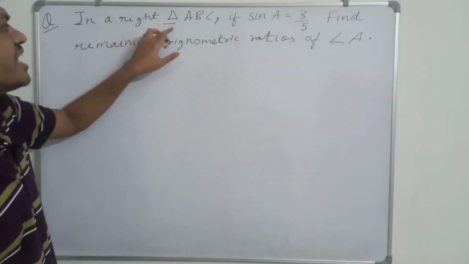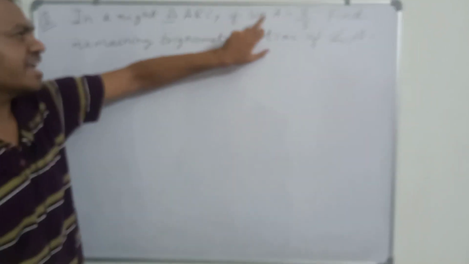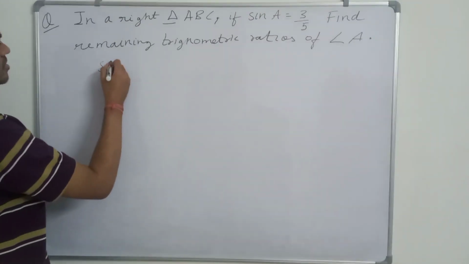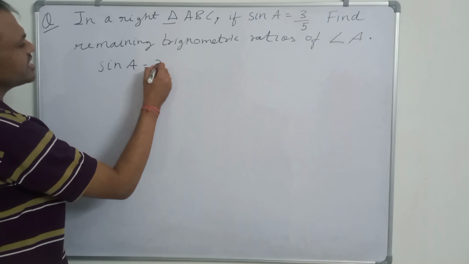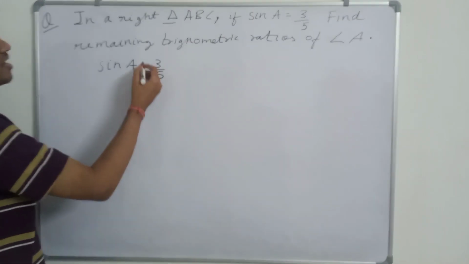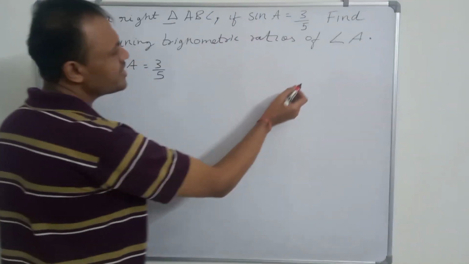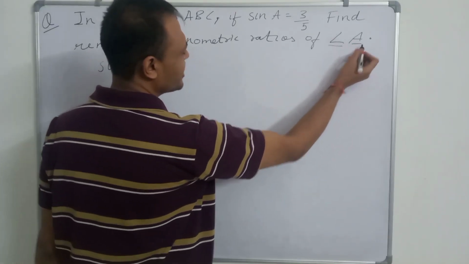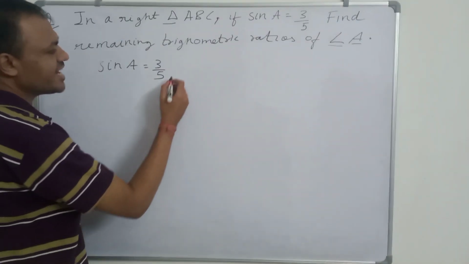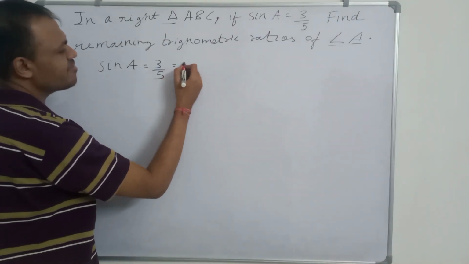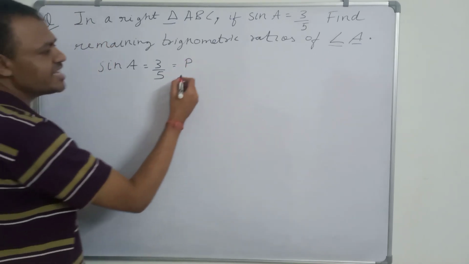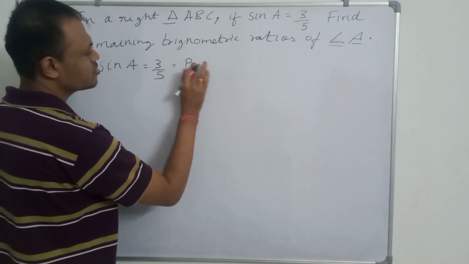In a right triangle ABC, if sine A is 3 by 5, we have to find the remaining trigonometric ratios of angle A. So sine A is given as 3 by 5. Sine of any angle is defined as perpendicular upon hypotenuse, P upon H.